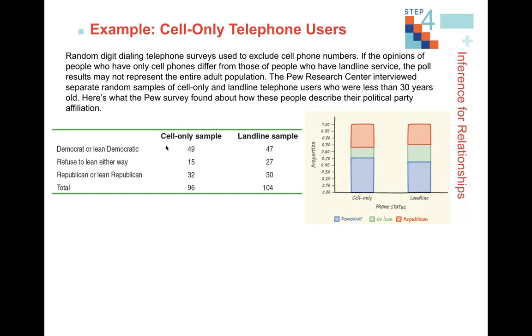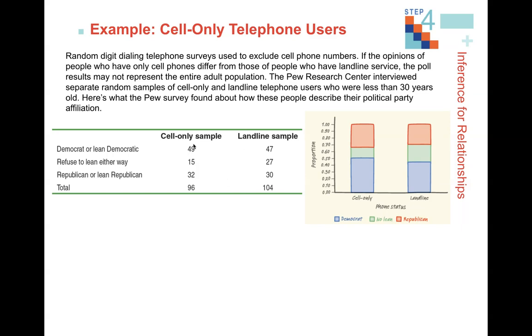All right, so here is the raw data, or the observations. Here is what that looks like visually in a side by side segmented bar graph. Here's the cell only, here's the landline. Note that with segmented bar graphs, this is a throwback to chapter 1, you have to have a little key or legend which describes what these different segments represent. But there is your data.